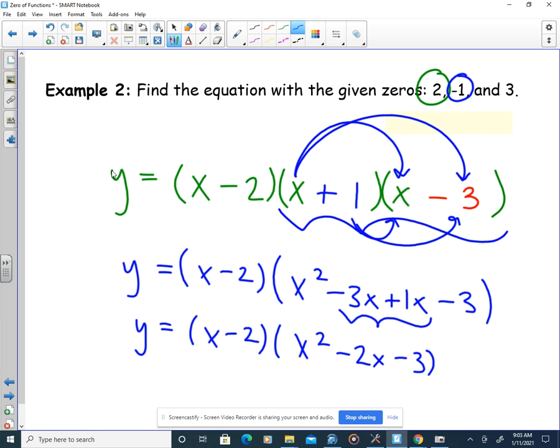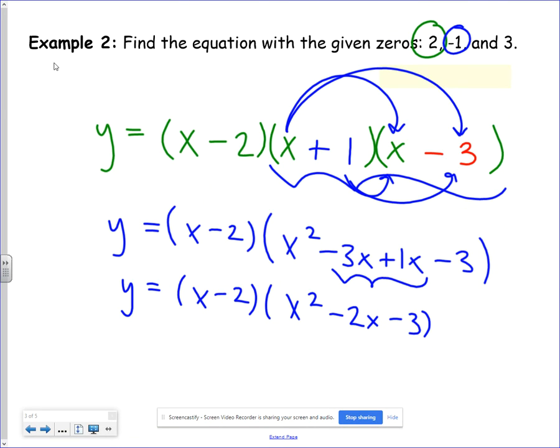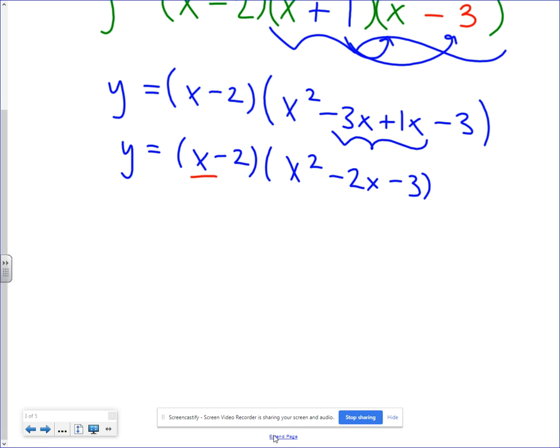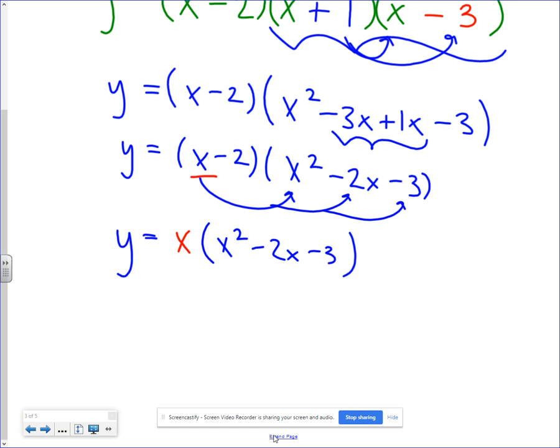So we're going to do the distributive property here. I'm going to take this first term in my binomial, x, and multiply it by my trinomial here. So taking this x times each one of these. And then I'm going to take the minus 2 times each one of these terms in my trinomial. So I'm just doing the distributive property twice.